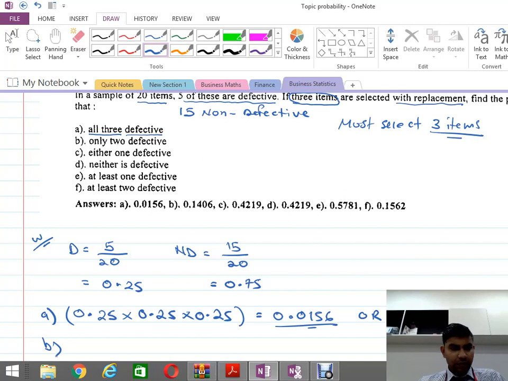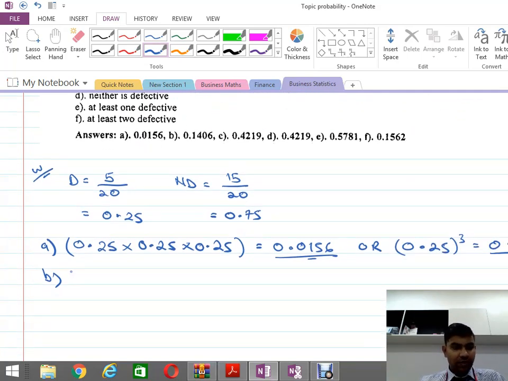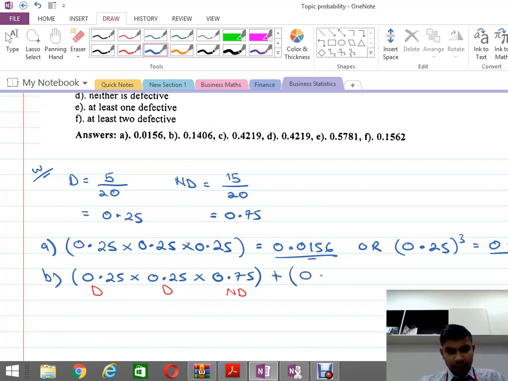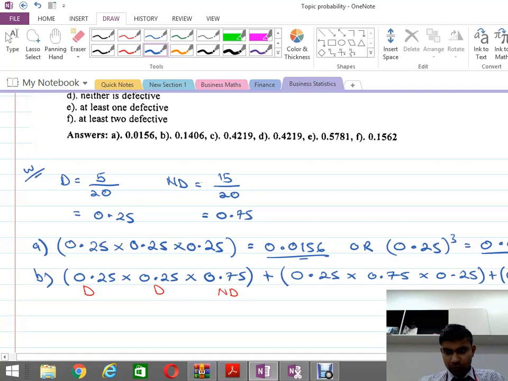Okay, next B. Look at that, only 2 defective. Now when it comes to only 2, the means is what? 0.25 defective, 0.25 defective, another one is what? Non-defective. So defective, defective, non-defective. But remember, you must go for the maximum probability plus 0.25 times 0.75 times 0.25 plus 0.75 times 0.25 times 0.25. Okay, that will give you the answer.